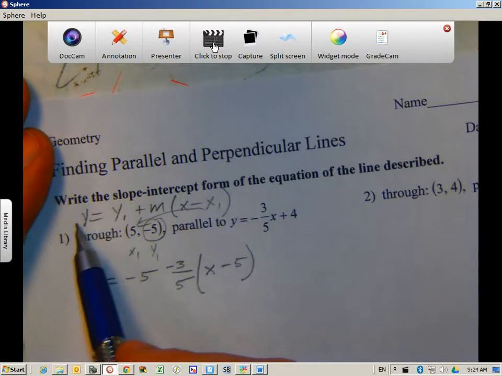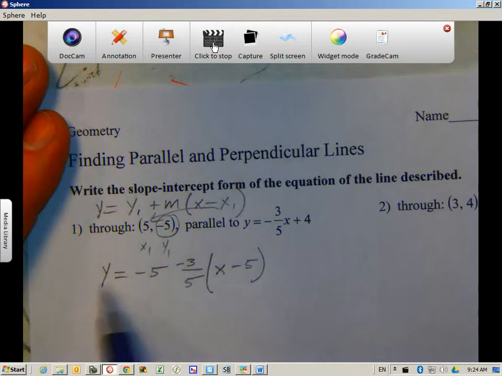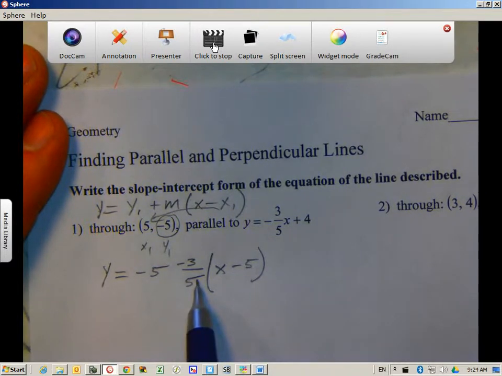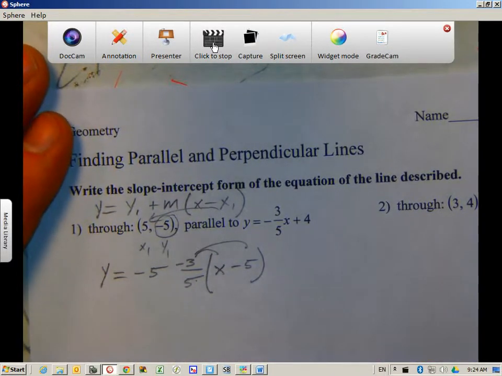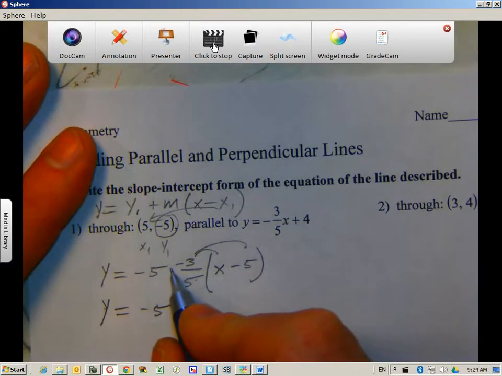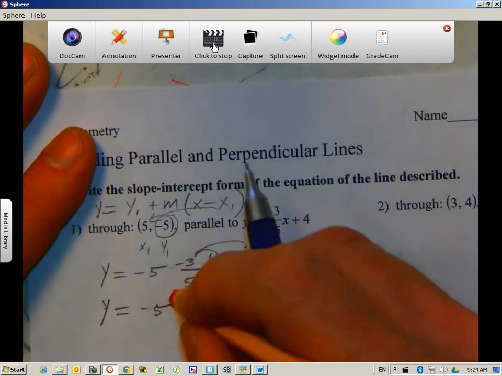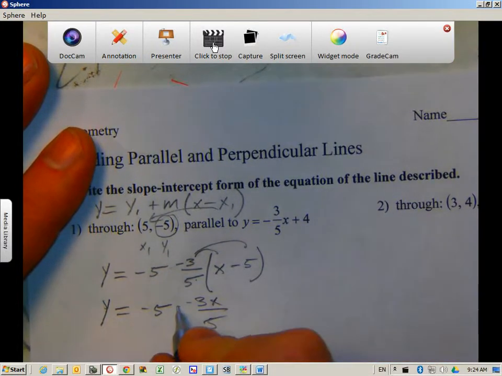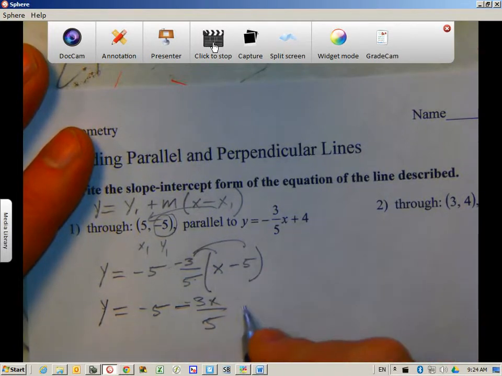But the question wants it in slope-intercept form. So slope-intercept form, this is point-slope form. How do I convert it from point-slope form to slope-intercept form? All I have to do is distribute this through and collect like terms. So that would be y equals negative 5. This is going to be minus 3x over 5. And let's just make this a minus the whole thing. Alright? And then what do I get when I multiply this? I'm going to get a positive 15 over 5.